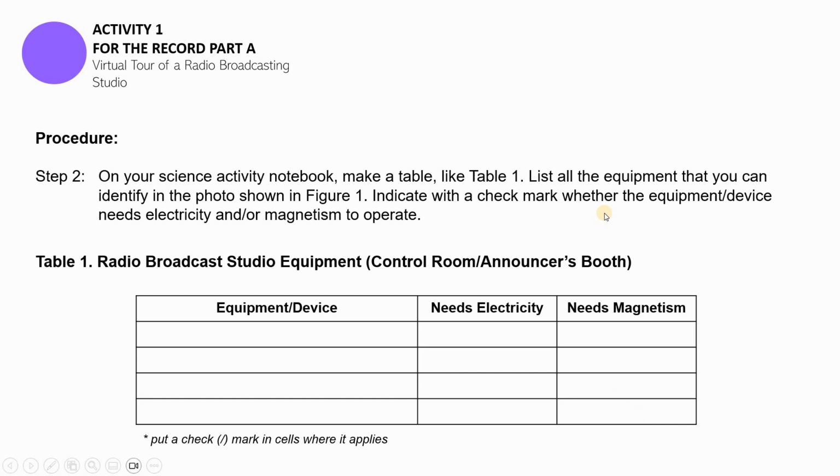Now you have to indicate with a check mark whether the equipment or device needs electricity and or magnetism to operate. Say for instance, if you saw a phone in the booth, you have to decide and check under this column if you think that the phone needs electricity, and if you think it also works on magnetism. Again, you have to make a check mark. Now, for this step, you have to write a lot of stuff, right? So if you need more time, you can always pause this video and just continue watching it afterwards.